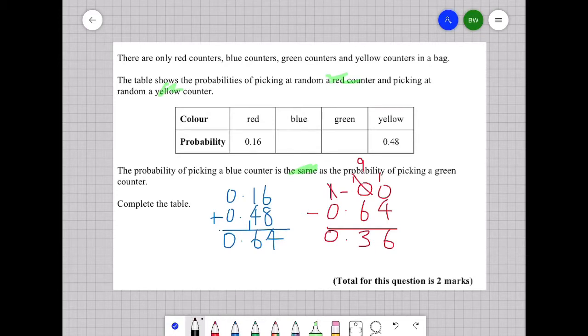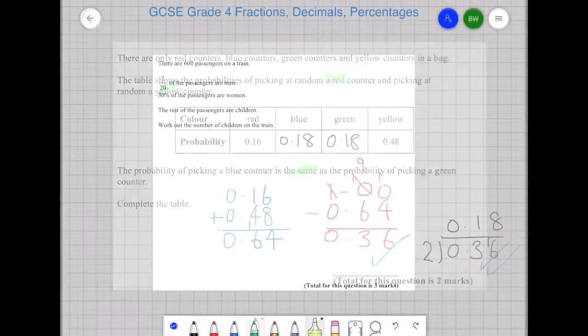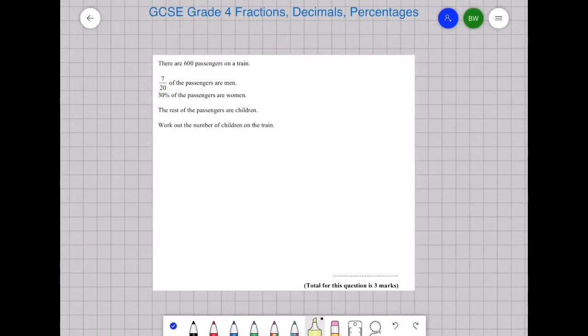(0.36), and then to work out the value of blue and green, I'm going to half that because they're both the same. So 2's into 0, 2's into 3 go 1's remainder 1, 2's into 16 go 8 times, so my probabilities must be 0.18, and that's question 2 marks. Okay, so give yourself the first mark if you got 0.36, and the second mark for 0.18.